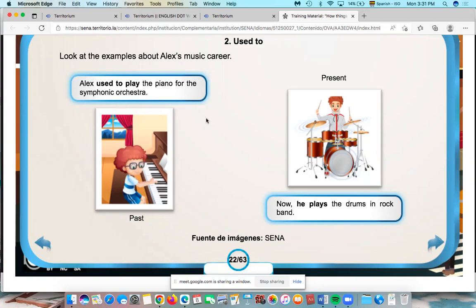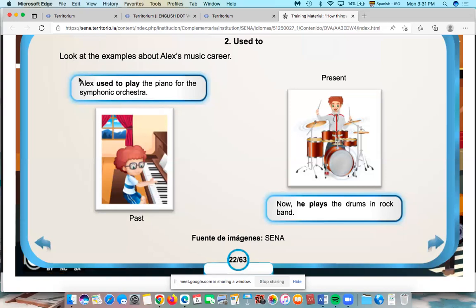Que ya ha cambiado. Alex used to, ese used to es como solía hacer tal cosa. Y esta es otra expresión que es diferente a las que estábamos viendo, ¿vale? Es como comparar lo que antes hacía y lo que hago ahora, ¿sí? Y la expresión para decir cómo solía hacer esto, como solía jugar basquetbol, o solía tocar la guitarra, solía cantar, ¿sí? Y de pronto ya no lo hago, o lo hago de diferente manera.